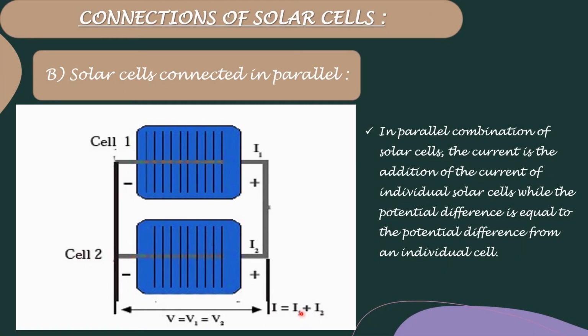Now let's see about the solar cells connected in parallel. When two solar cells are connected in parallel, the potential difference obtained from this combination is the same as the potential difference obtained from individual cells. That means the potential difference of cell 1 is equal to the potential difference of cell 2, and the potential differences cannot be added when the combination is in parallel. And the current generated from two cells in parallel is the summation of the currents from the individual cells.